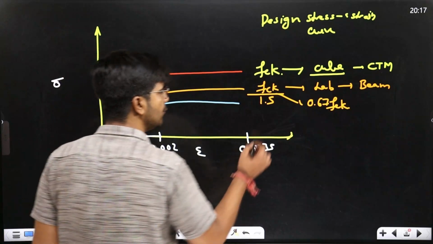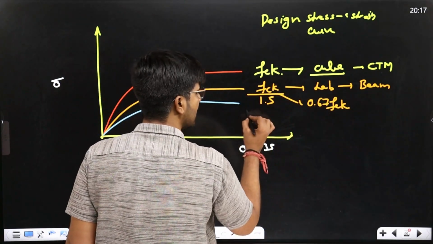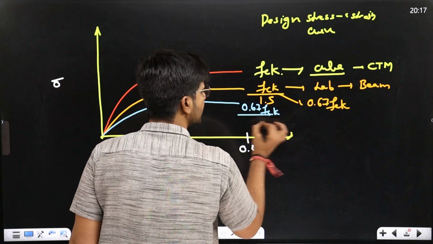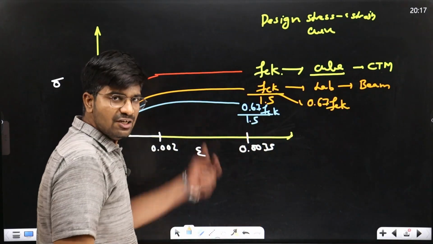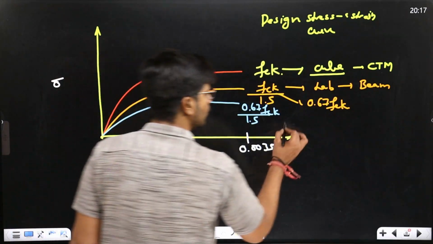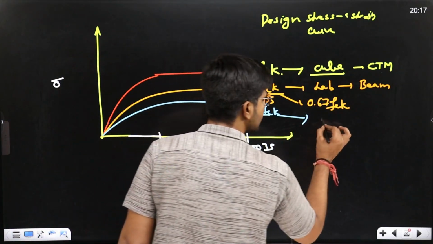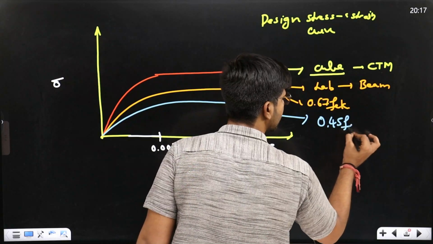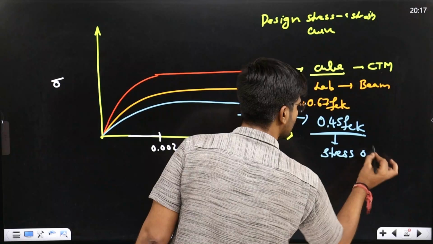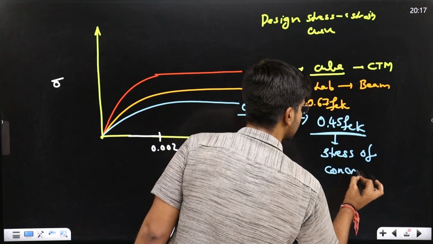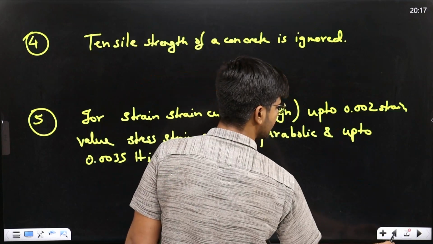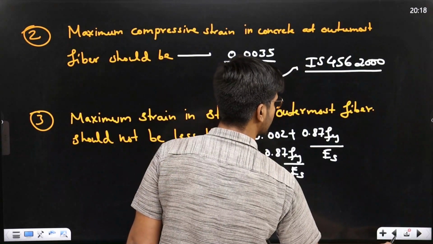So now again you will divide this 0.67 FCK with 1.5. Again you have to divide because quality control of concrete is very poor. So now which value you will get? You will get 0.45 FCK. This is the stress of concrete. This is how we got this value 0.45 FCK.